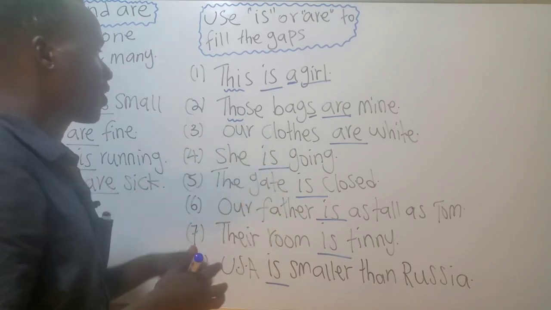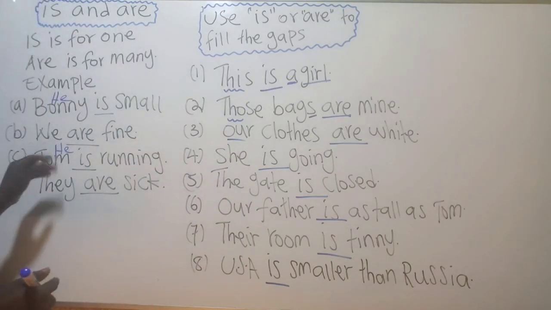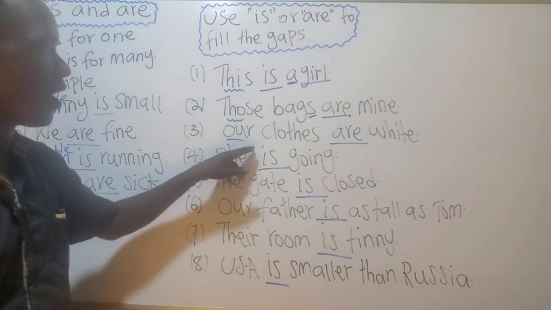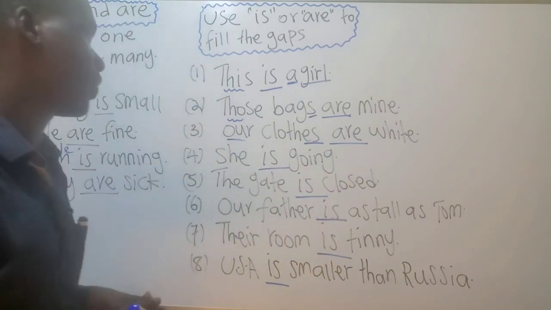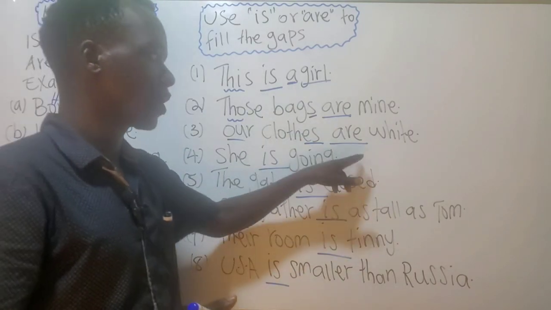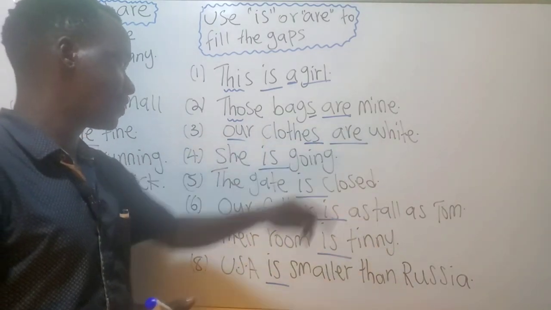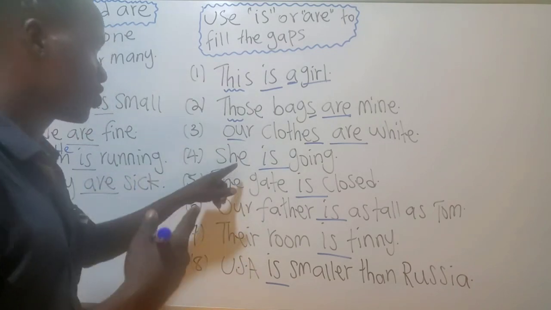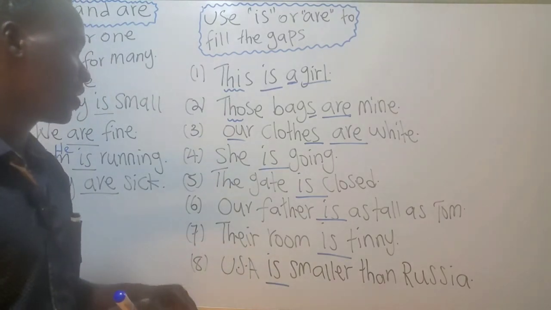Our clothes, okay? Our means clothes for us. Es, when you add it on a noun, becomes plural. So, plural takes are, okay? Our clothes are white. She is one, okay? When you talk about she, it is one. She is going, okay?